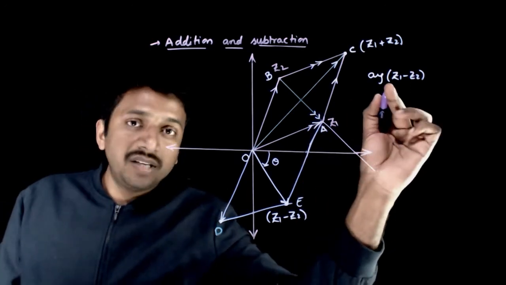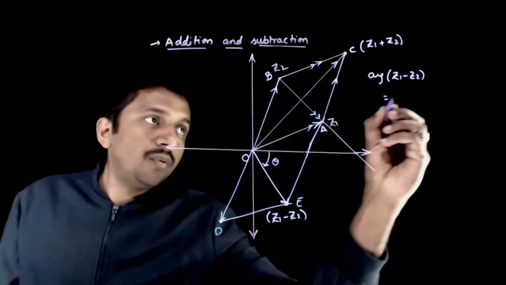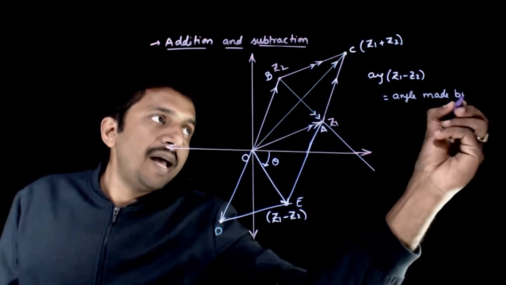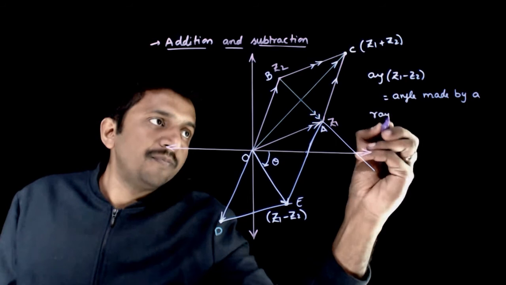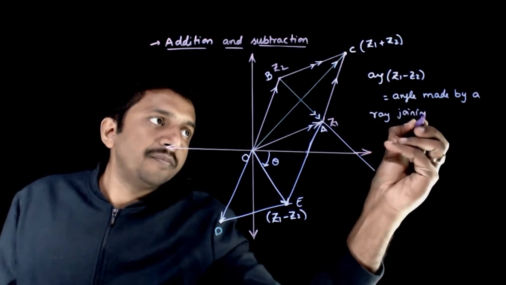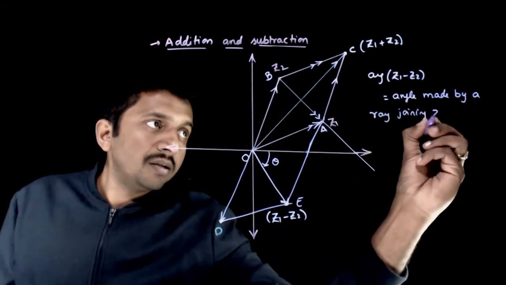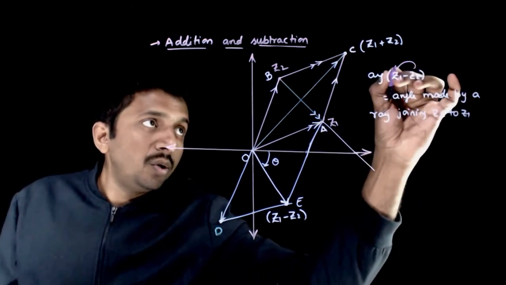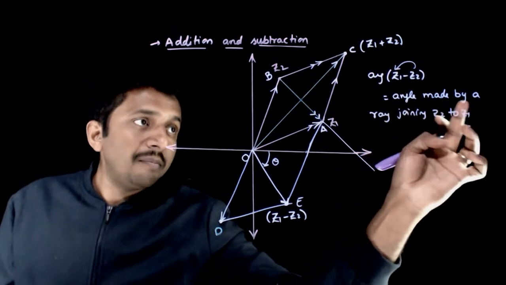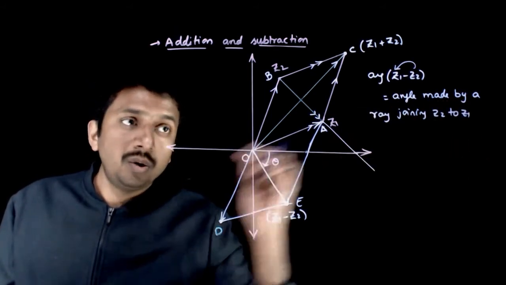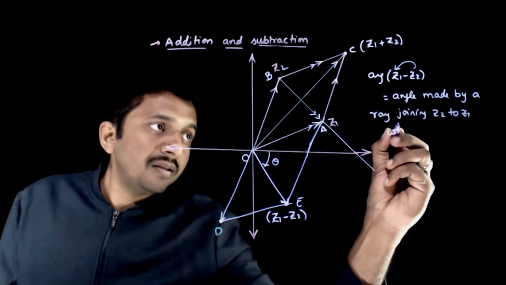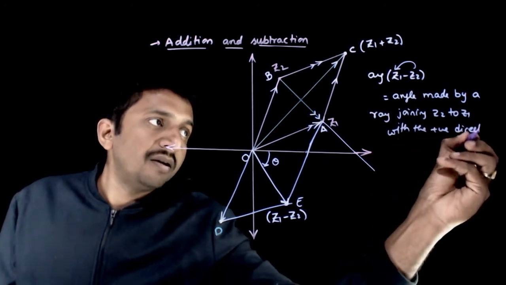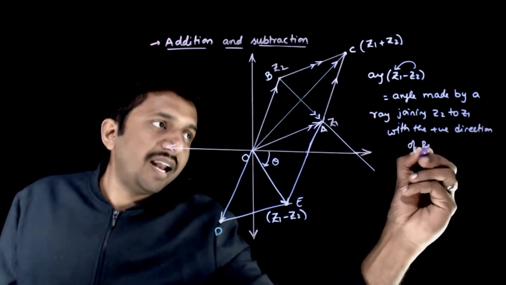So the argument of Z1 minus Z2 is exactly equal to the angle made by a ray joining Z2 to Z1. Direction is important: Z2 to Z1, final to initial. The angle made by the ray joining Z2 to Z1 with the positive direction of the real axis.